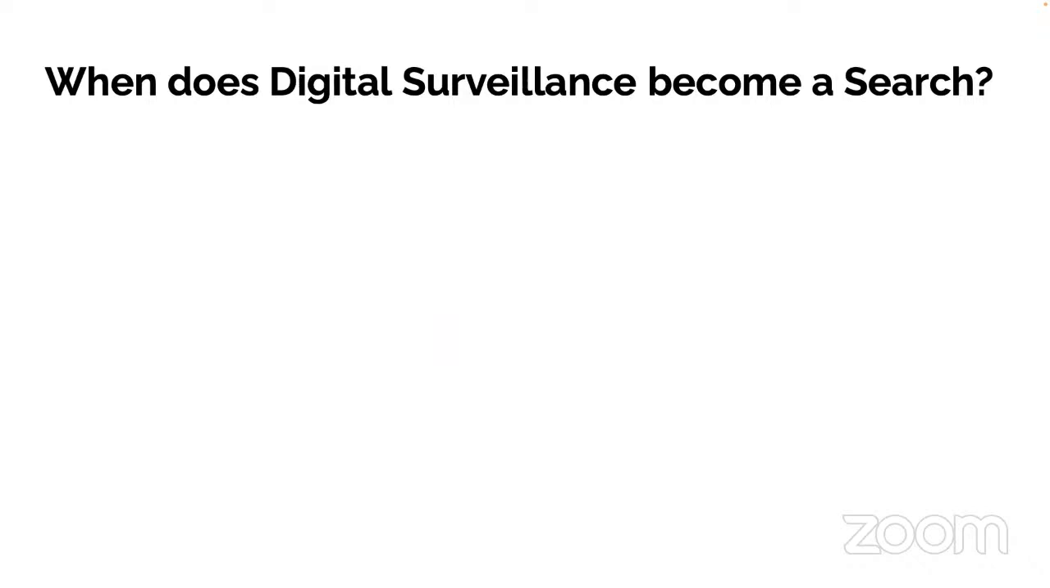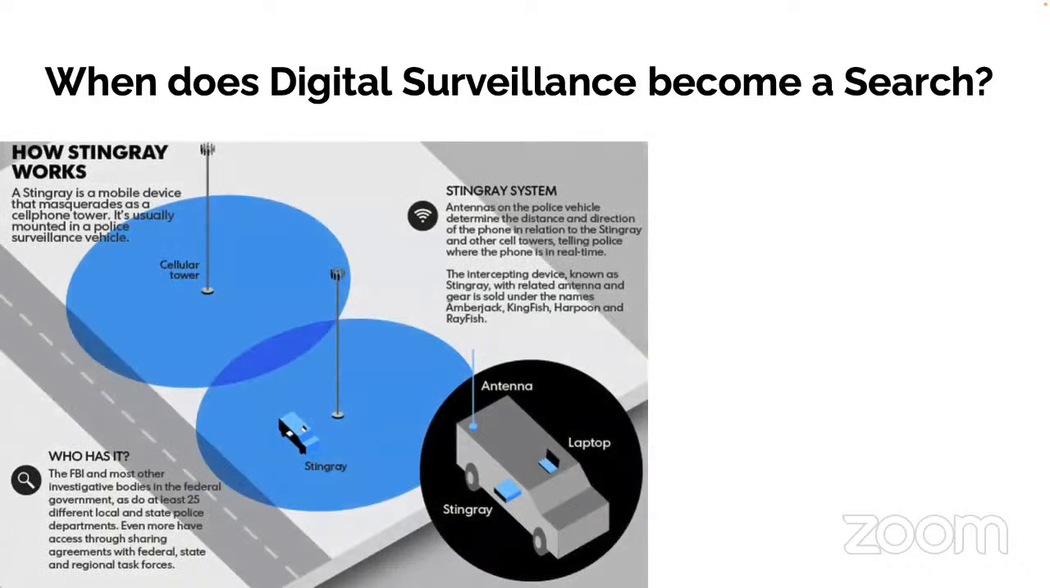So here's a question for you. When does digital surveillance become a search? A stingray is a generic name for a device that acts like a cell phone tower to locate criminal suspects, but can also locate people in disaster areas, such as earthquakes.